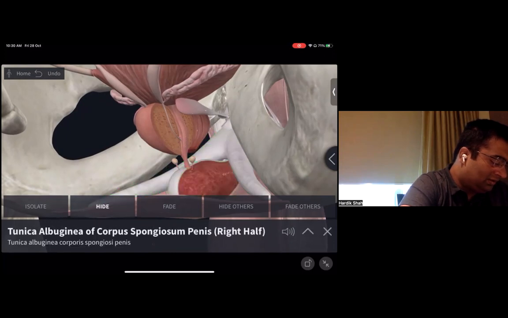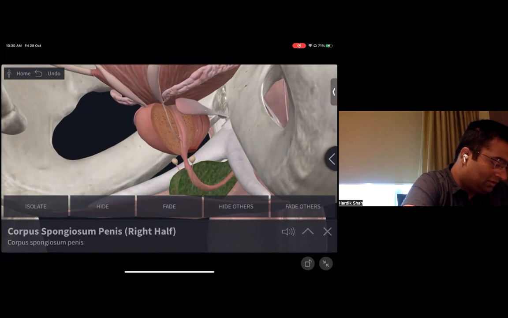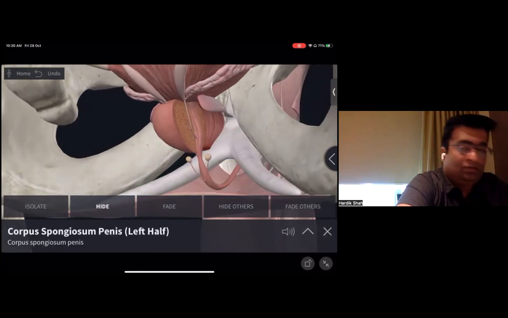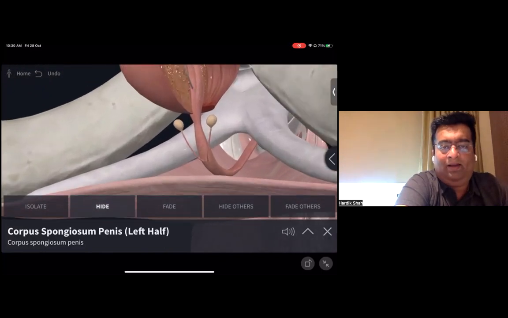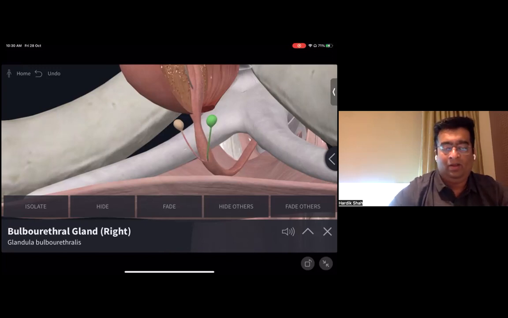I'll just hide some of the parts. So you can see here now. That's one bulbourethral gland, and on the other side you have the second one. So these are a pair of glands, a pair of bulbourethral glands that opens into the urethra just before it enters the penis. Now, the secretion of these bulbourethral glands acts like a lubricant. So it helps in coitus basically.